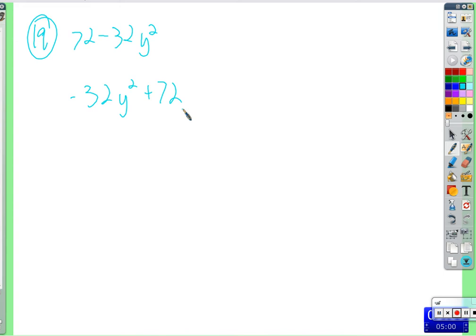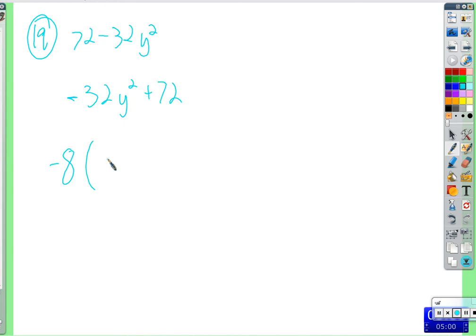Two. Just two? Anything bigger? Four? Do they have four in common? Eight. Eight in common? Yeah. Okay, we went 2 to 4 to 8. And like I said, this first term is negative, so let's factor out a negative 8.